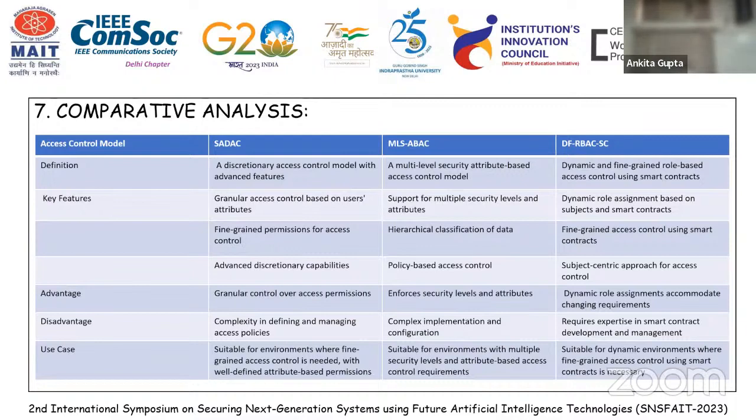Even the policies are known from prior. Now, where can we use it? There are circumstances where we need multiple levels of security. In such circumstances, we can use MLS ABAC. And the last model that we have used is dynamic and fine-grained role-based access control. As we were talking about role-based access control previously, this one is somewhat a modified version of it. In this method, we are able to dynamically change or assign roles to the users. So any place where dynamic allocation of access is required, we can use DF RBAC.